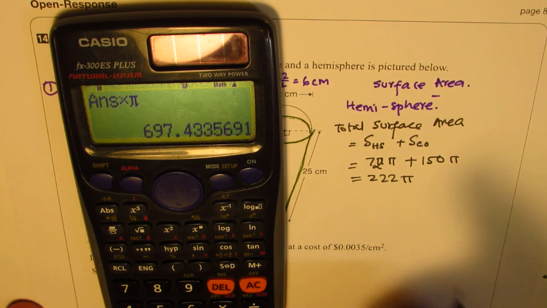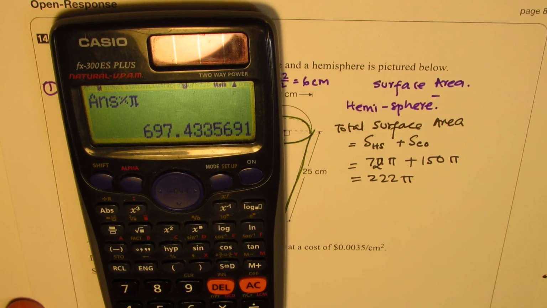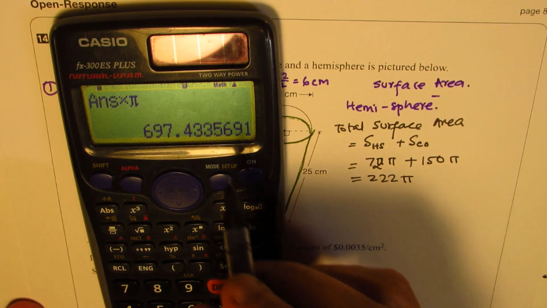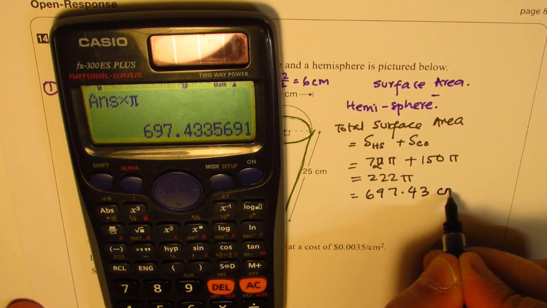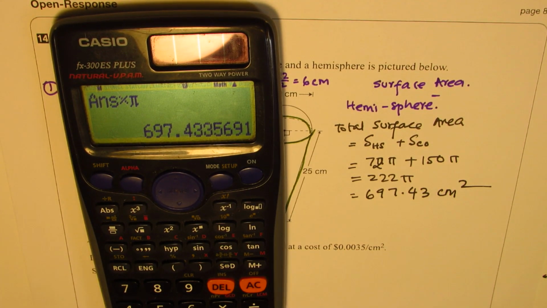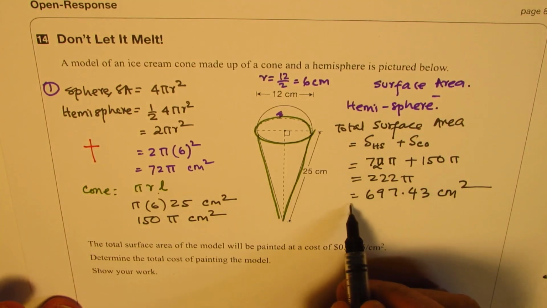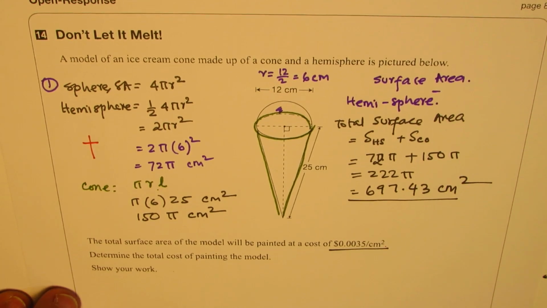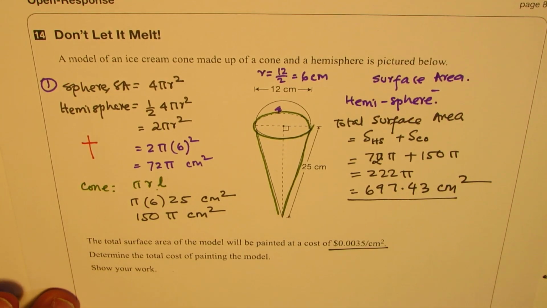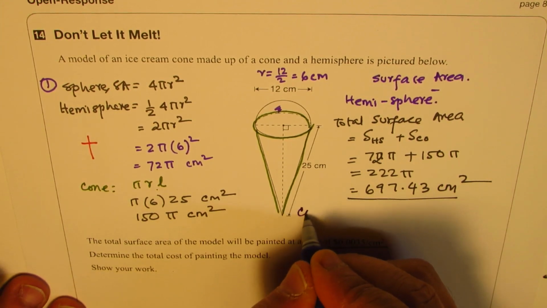Well, let's check it in decimals, how much it is. So this value comes out to be equal to, when you add this up, 697.43 centimeters square, right? So that is what you get as the value of surface area, correct? Now total surface area is that much. The rate is given to us as 0.035. So the cost will be how much? You need to multiply the surface area with the rate, right? So now we can find the cost.